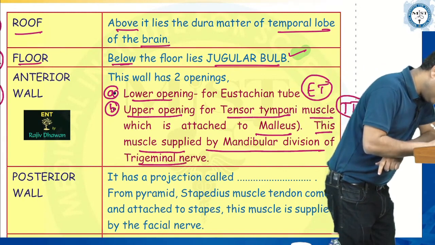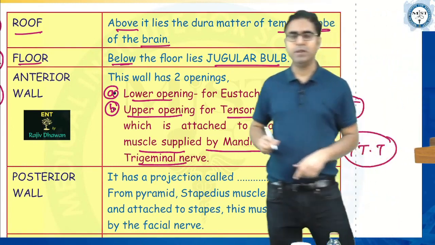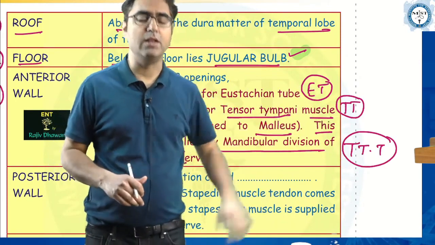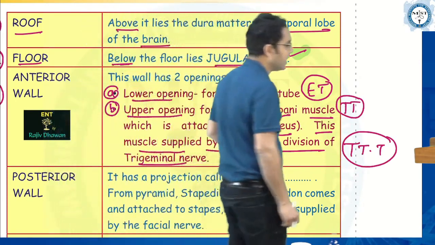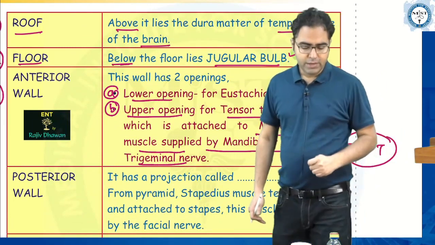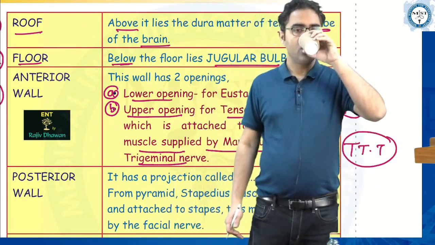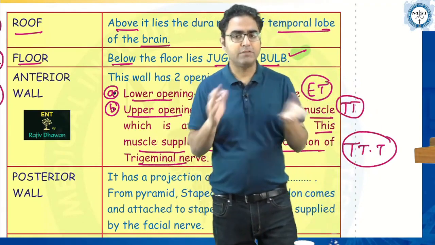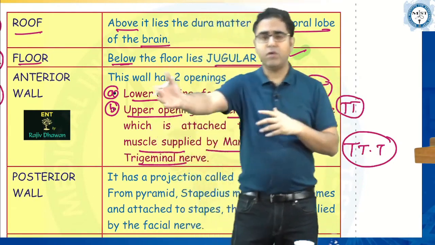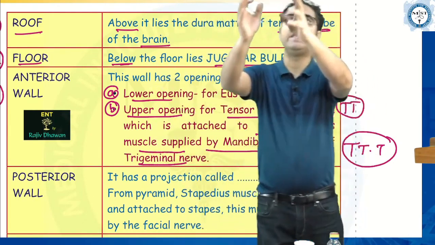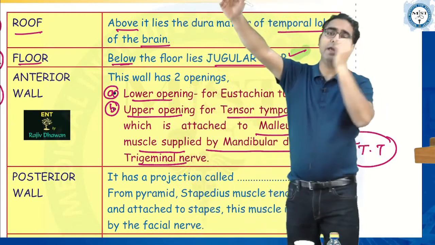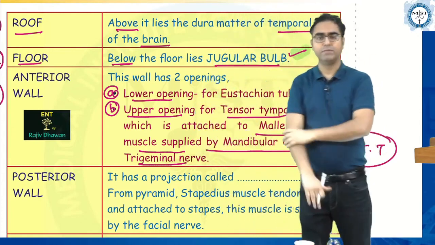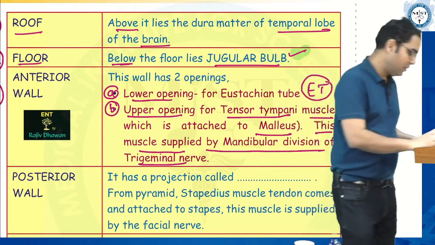How to remember? TTT, beta. Tensor tympani trigeminal. This muscle is supplied by mandibular division of trigeminal nerve. So anterior wall has 2 openings. How to remember? ETTT. Make it interesting, beta. Anterior wall has 2 openings. ET lower opening, TT upper. ET is eustachian tube, upper is tensor tympani that attaches to malleus, and tensor tympani is supplied by mandibular division of trigeminal nerve. Okay. Now, then comes the posterior wall.